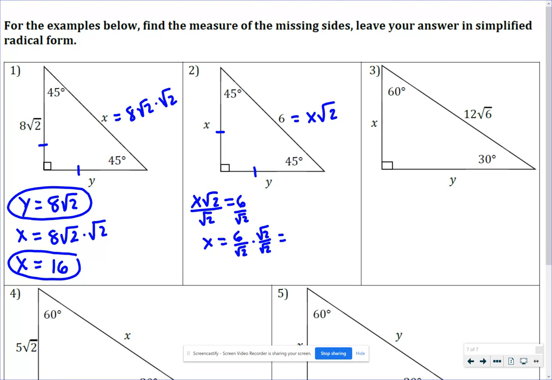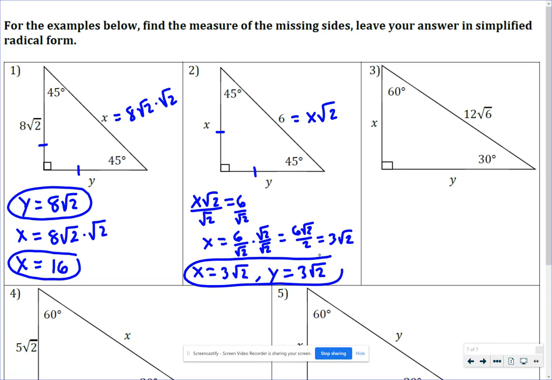We multiply the numerator and denominator by the square root of 2. So we get 6 square root of 2 over 2, and we reduce that to 3 square root of 2. All right, so x is 3 square root of 2, and y is also 3 square root of 2. They are equal. So that's our solution for problem number 2.